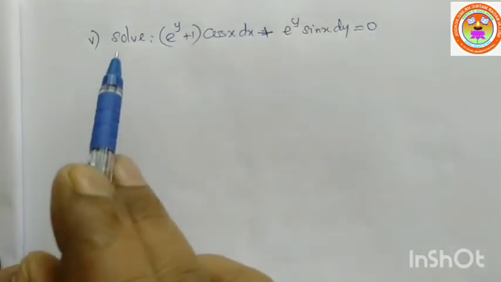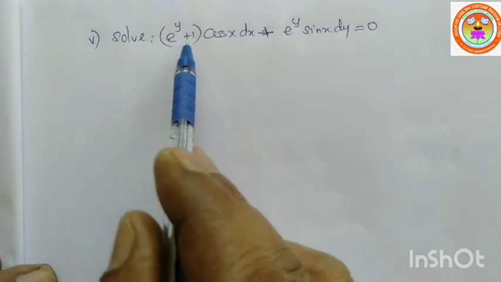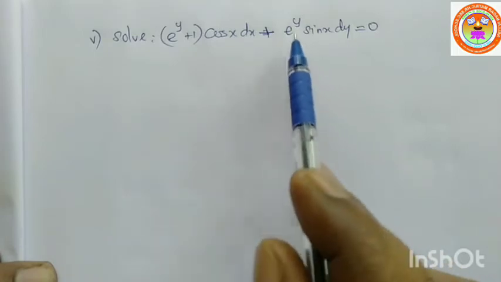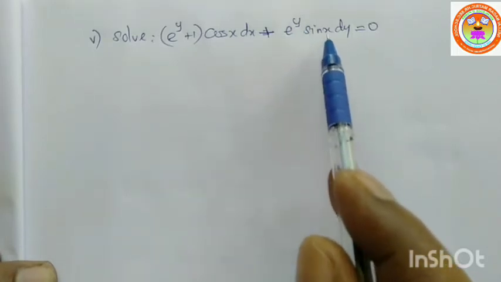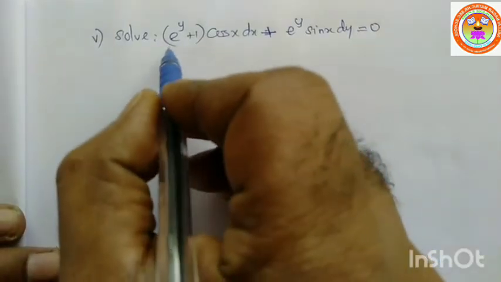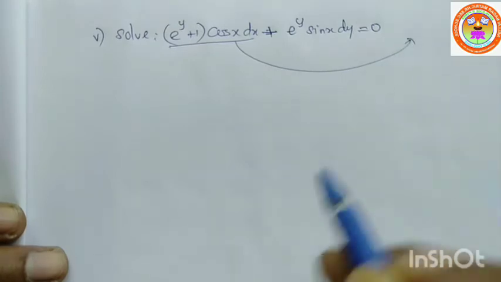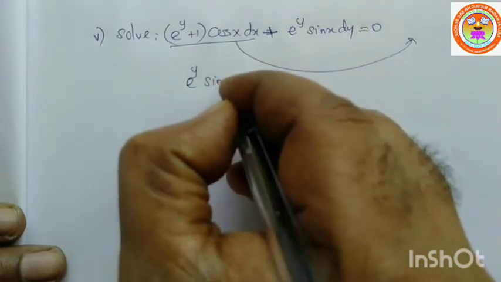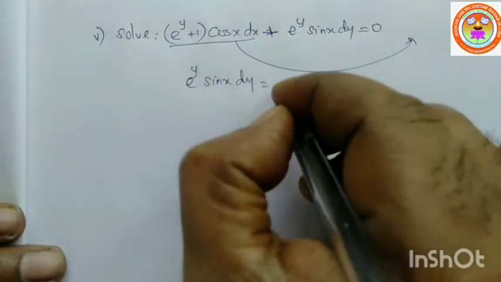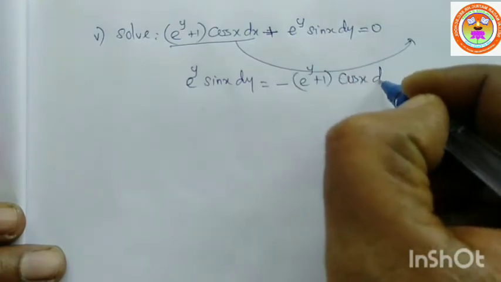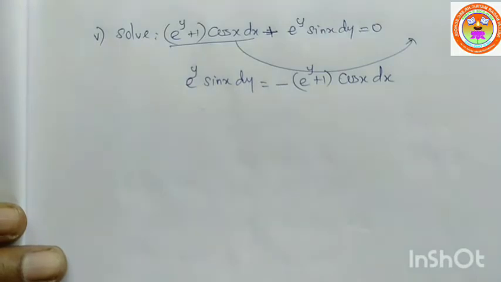See the question. Solve e power y plus 1 into cos x into dx plus e power y into sin x into dy is equal to 0. The first step, we can take this term to the right hand side. So we will get e power y sin x into dy is equal to minus e power y plus 1 into cos x into dx. Now we can easily separate the variables.